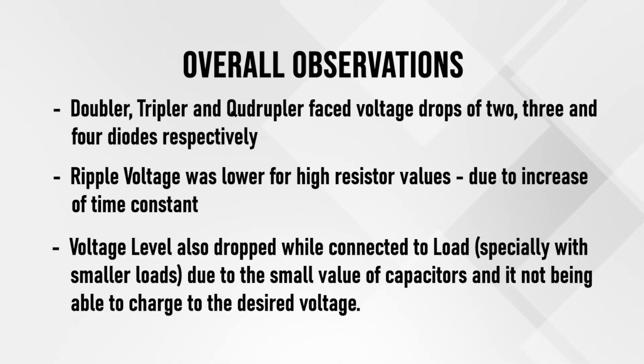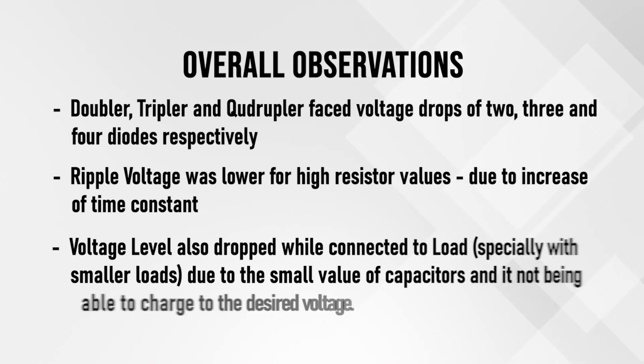In conclusion, the experiment was wrapped up with some key observations. These included the reasons behind the deviation from the ideal multiplication voltage, the dependence of ripple voltages on the resistance values, and the observed behavior of the ripple properties.